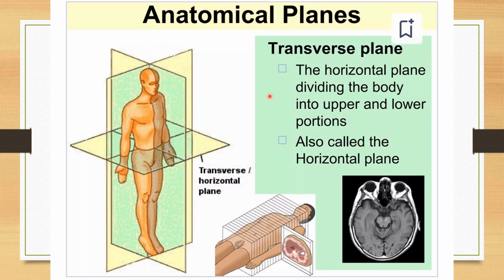Then we have another plane, which is the transverse plane, going towards this direction, across the abdomen. The horizontal plane dividing the body into upper and lower portions, also called the horizontal plane. So this is still an MRI of the brain. This is how it will look like.